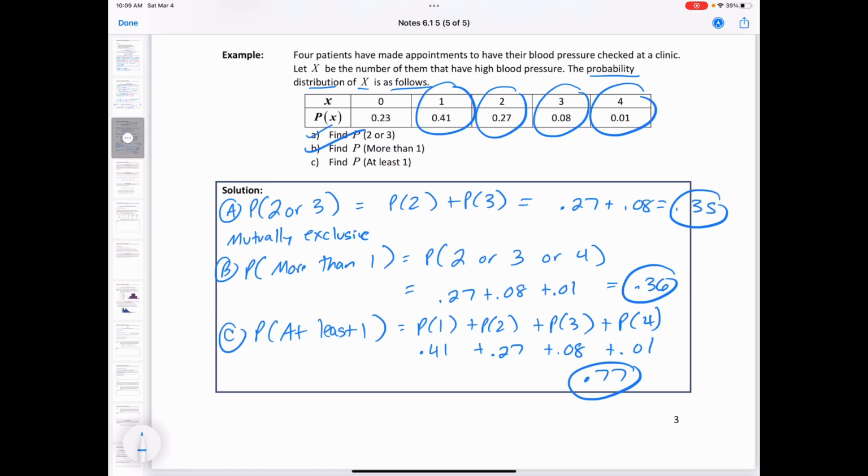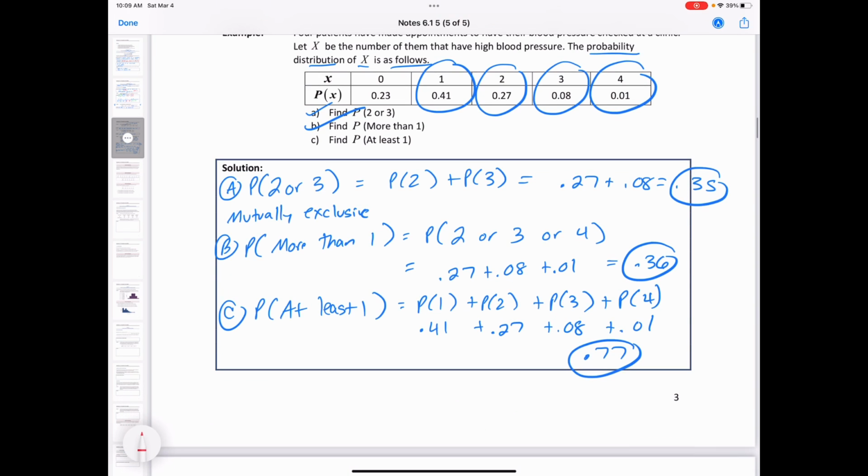And an easier way to do that is using the complement rule from what we talked about in chapter 5. If you use the complement rule, all the probabilities have to sum to 1. Okay, so everything sums to 1. I want everything but the probability of 0. If I do 1 minus 0.23, I also get 0.77. And sometimes the complement rule is a little bit easier. It just depends on the problem. It depends on the situation.